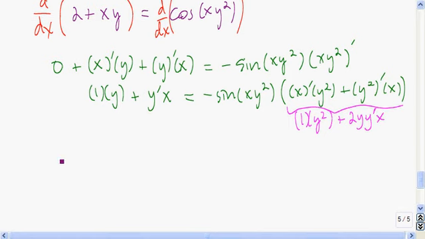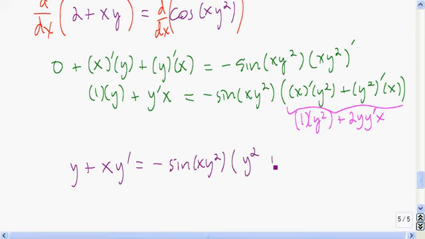So what we have is y, that was not a good y. Okay, we have y plus xy prime equals negative sine of xy squared times this y squared plus 2x y prime. All right, now we need to solve for y prime, so why don't you press pause and try to work on that one.